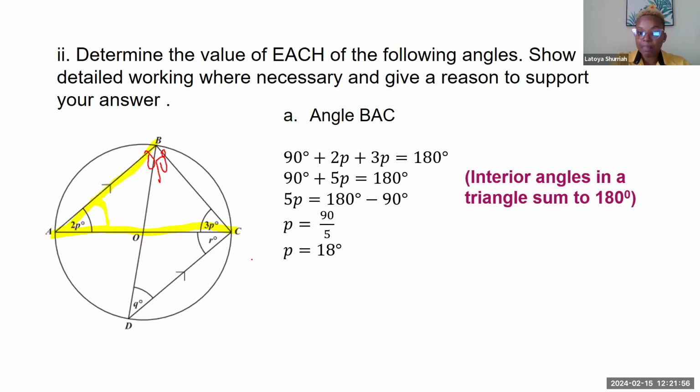However, angle BAC is 2p. It's not just p alone, it's 2p. So for me to completely answer the question, I now need to multiply that value of p by 2 because the angle is being represented as 2p degrees. And that's what we did there. And 2 multiplied by 18 is 36 degrees.